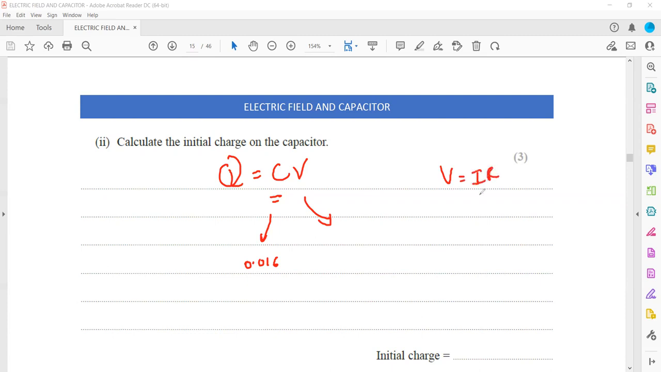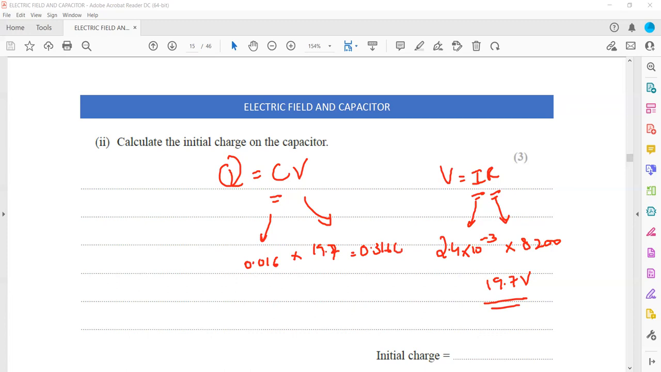V equals IR, where I is the initial current and R is the resistance through which the capacitor is discharging. The initial current was 2.4 into 10 to the power minus 3, because it was in milliampere. And the resistance through which the capacitor is discharging is 8,200. When we multiply them, the initial voltage across the capacitor is 19.7. So 19.7 is the voltage across the capacitor, and its capacitance from the previous part is 0.016. So the total initial charge is equal to 0.316 coulombs. That's the initial charge stored in the capacitor.